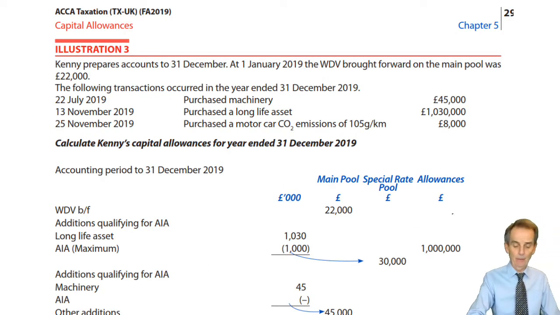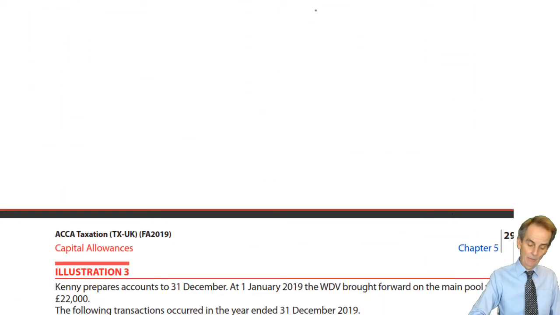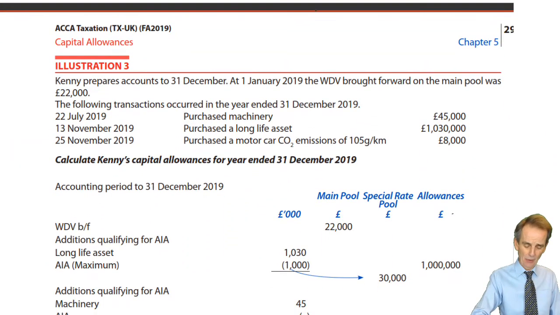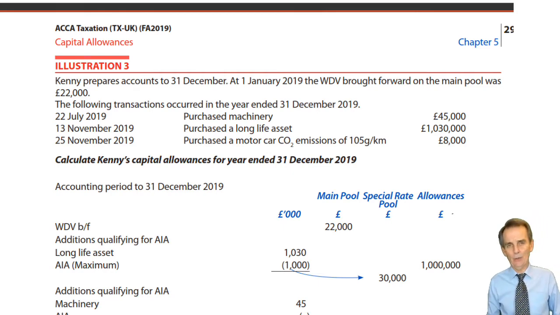Okay, all hopefully happy with that particular illustration there, illustration 2, in terms of how we've initially analysed the expenditure incurred during the period, kicked off the capital allowance computation with any tax written down value brought forward, usually found within the main pool, and or of course it could be a special rate pool. In or on the question page, we've effectively identified, right, the expenditure incurred this period. What is it eligible for? Is it AIA? Is it only WDA? Or is it instead FYA? That's what we needed to do.